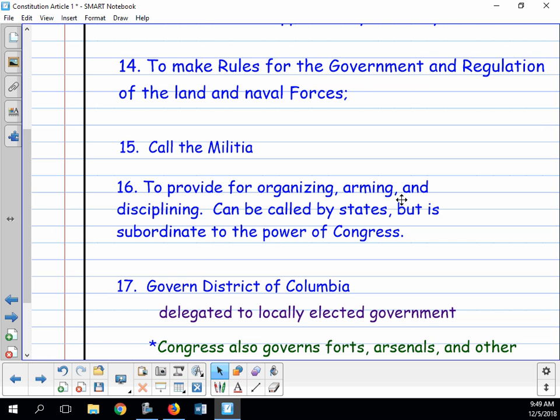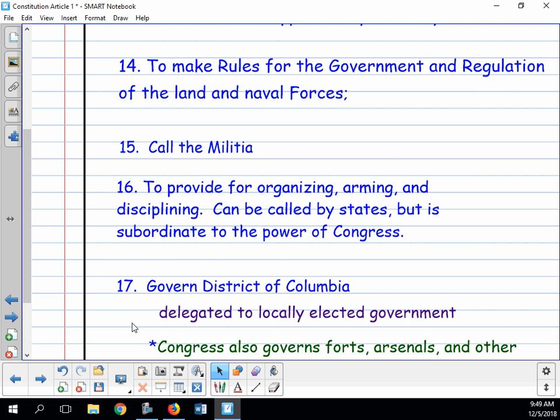After Katrina, and I know this because I went down and helped during the cleanup of Katrina in New Orleans, the military were out in force. They were patrolling to make sure people weren't in these devastated neighborhoods stealing from houses that were not their own. So this is a good example. There are many more. All right, 17, govern the District of Columbia. It means exactly what it says.